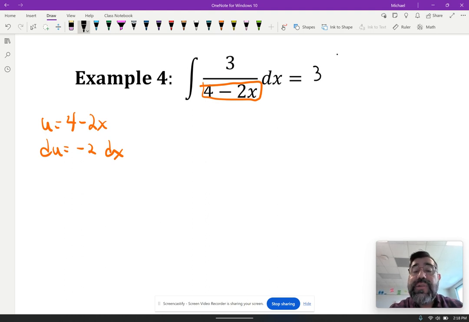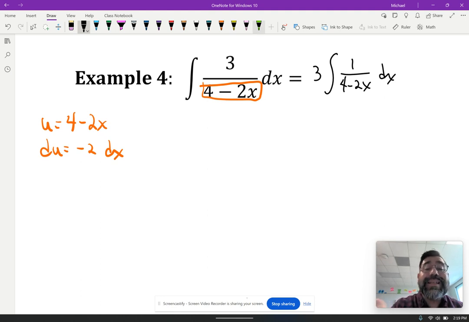So I'm going to pull out the 3, and then that's left over, and this is still there, and this is still there. So I haven't changed it in terms of u. I'm just unmultiplying, factoring out the 3. Okay, now what do I need? I need a -2 dx. Well, I have a +1 dx.